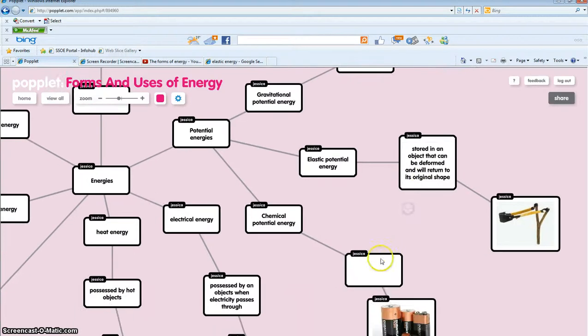Now let's learn about chemical potential energy. Chemical potential energy is the energy stored in food, fuels, and batteries. It is stored in an object for later use. Batteries are one example of chemical potential energy.